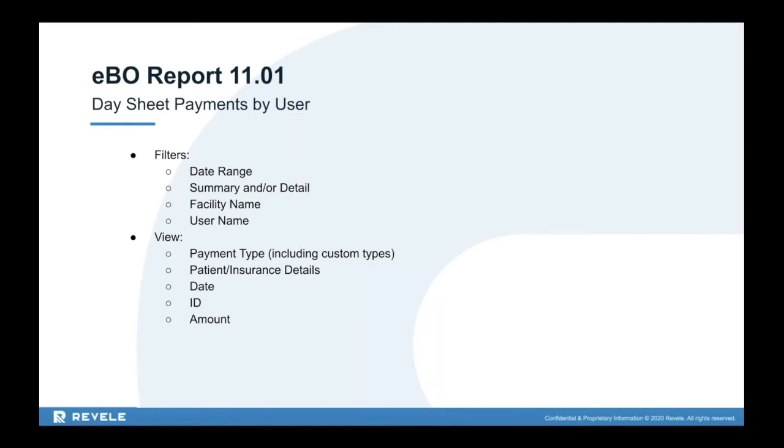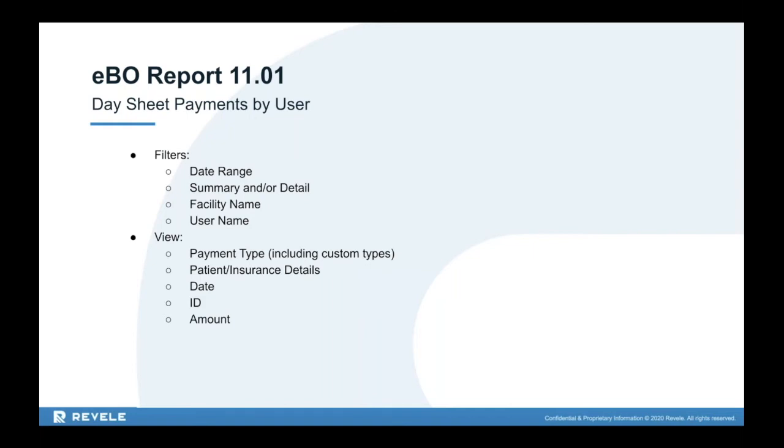So for the front end and mid-office, the most popular report that there probably is out there is report number 11.01, day sheet payments by user. So this is something that's good at a manager level, at an end user level, really anybody, to see those payments coming in daily and to see what types of transactions those are.